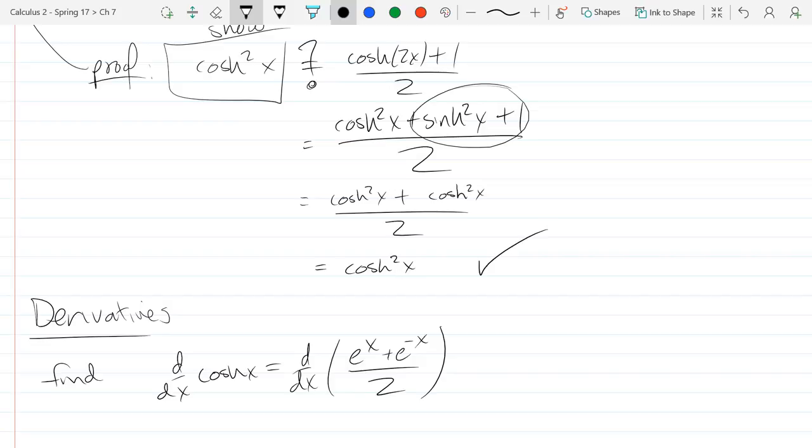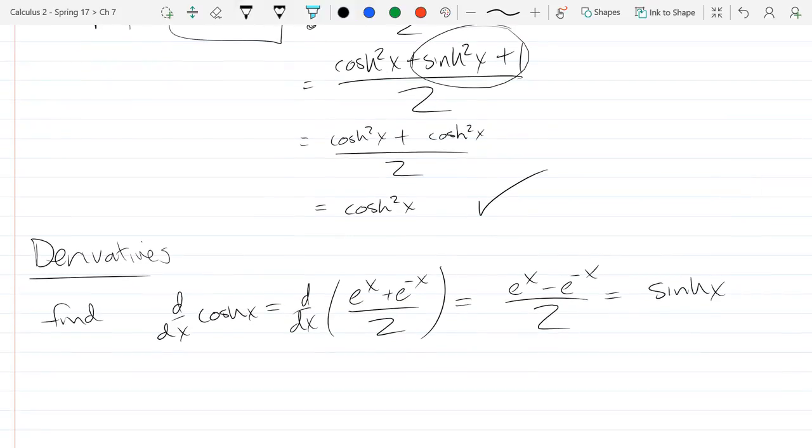Be a little careful with your chain rule. There is a slight chain rule happening with that second term because it's not e to the x, it's e to the minus x. So the derivative basically changes the sign of the second term to negative, because it's e to the minus x times negative 1. So derivative of cosh is sinh.